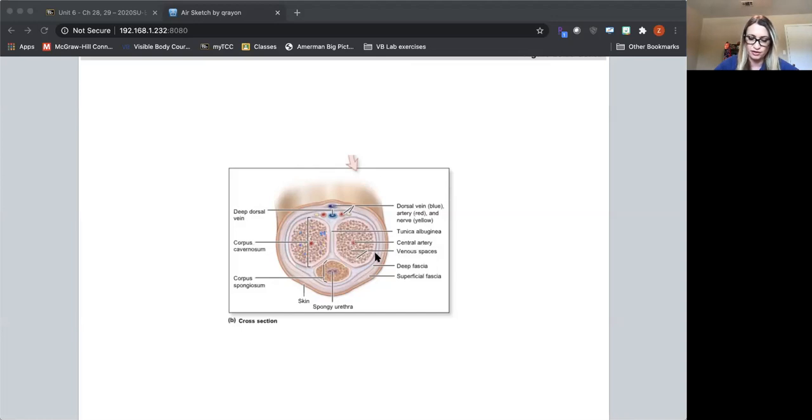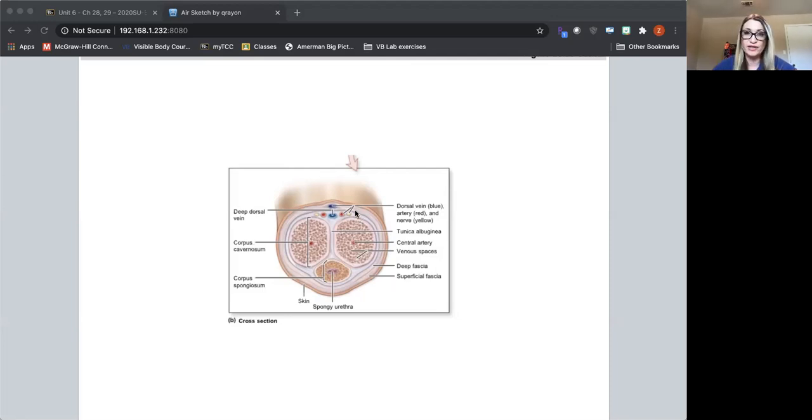As you can see, this looks kind of spongy. Even the corpora cavernosa looks spongy. All these spaces here are spaces, and these spaces are going to be filled with blood. So the first phase of the male sexual response is the excitement phase. And during the excitement phase, the blood flow is redirected. It's directed towards these erectile bodies. And the blood starts filling all these spaces in these erectile bodies.